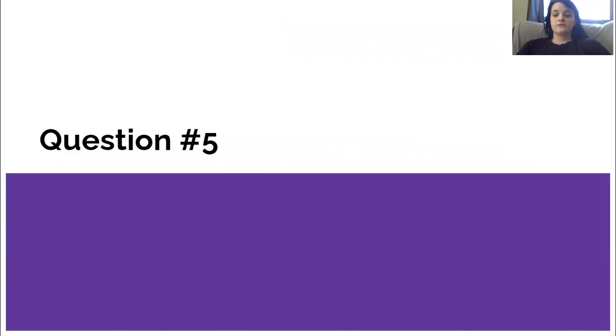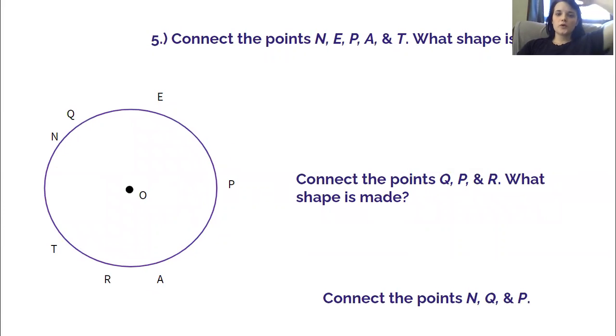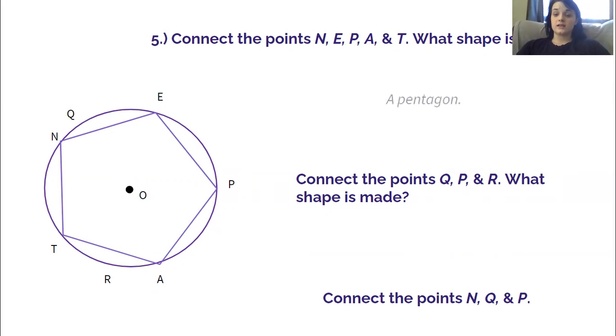For question number 5, we are going to connect the points N, E, P, A, and T and figure out what shape is made. So if we look to the left, I already went ahead and connected all the points. Since this shape has 5 sides on it, it's going to be called a pentagon.